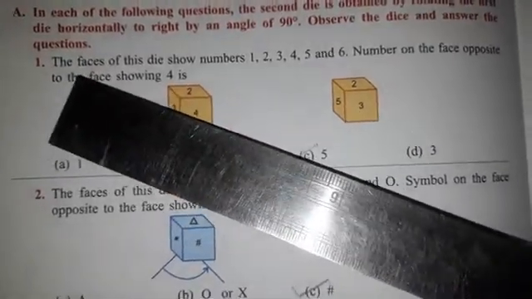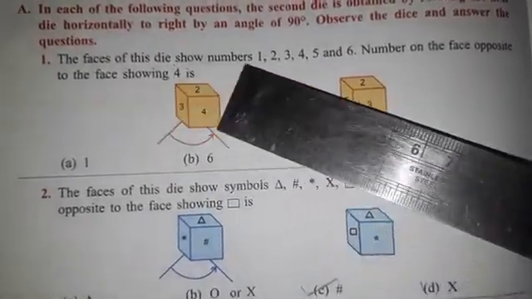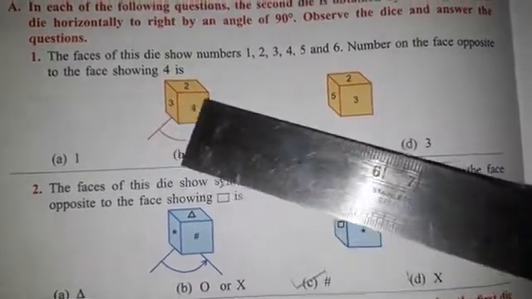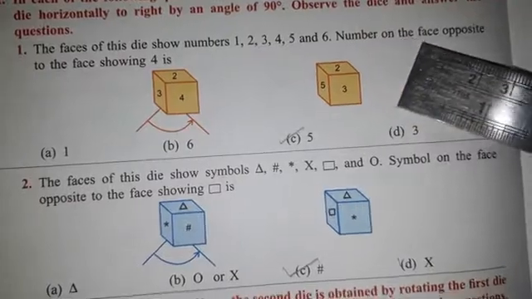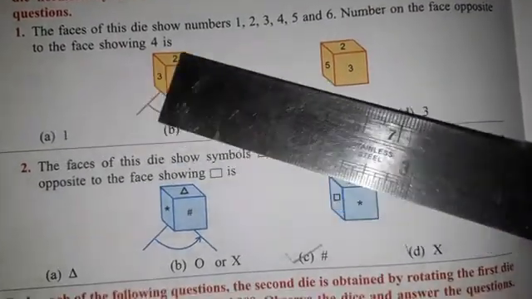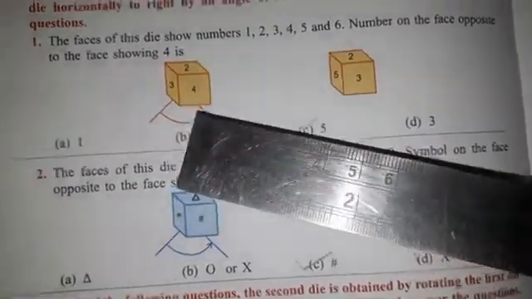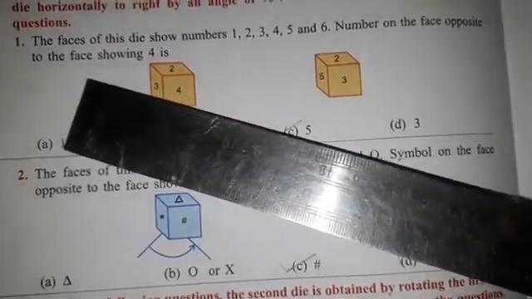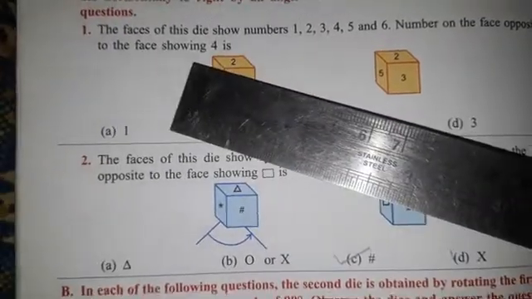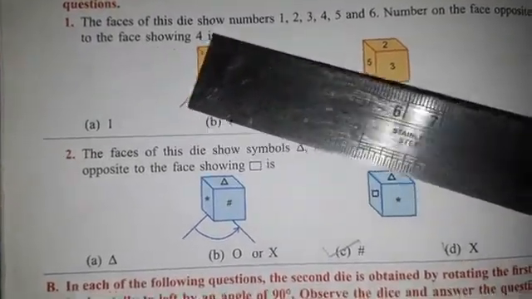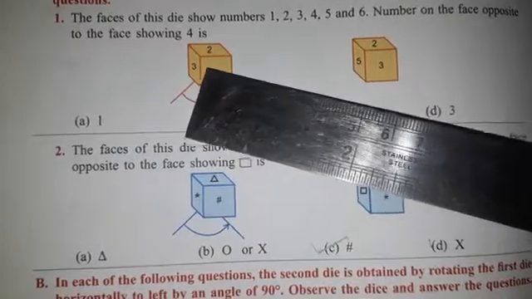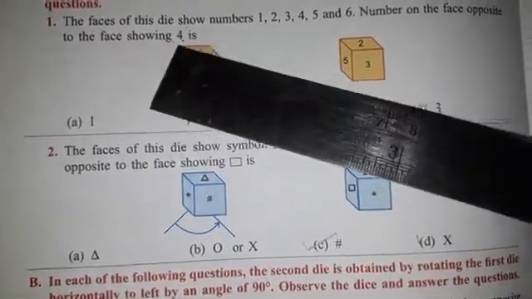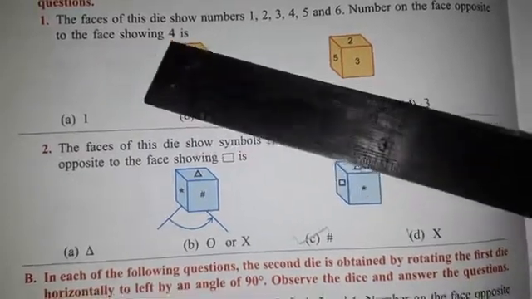Now the first one is, the faces of this die show 1, 2, 3, 4, 5, 6. In this dice 1, 2, 3, 4, 5, 6 is marked. The number on the face opposite to the face showing 4, you have to write what is in the opposite of 4. Which number is there on the opposite side of 4?